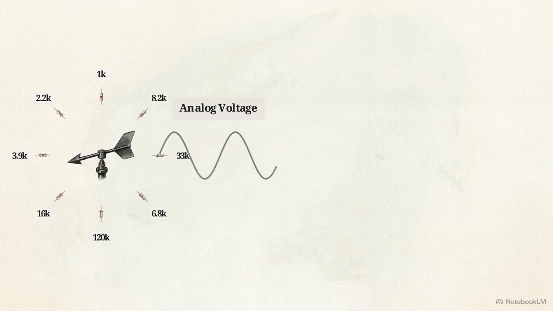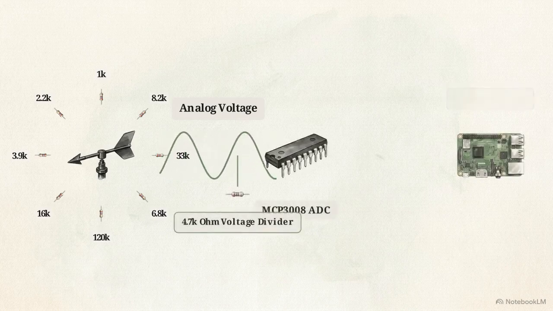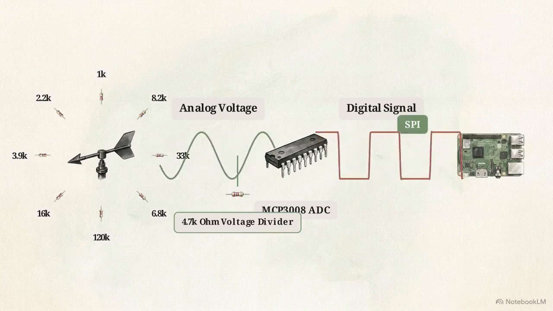Now we look at the wind vane, which dictates direction. This schematic shows the vane houses an 8-point wheel of resistors, each with a different ohm value mapping to a specific compass direction. Because the vane's rotation changes the resistance, it outputs a smooth, continuous analog voltage wave, but the Raspberry Pi can only understand binary digital signals. To bridge this gap, we insert an MCP 3008 analog-to-digital converter chip and a 4.7K ohm voltage divider. This hardware translates smooth analog variations into discrete digital blocks the Pi can process.